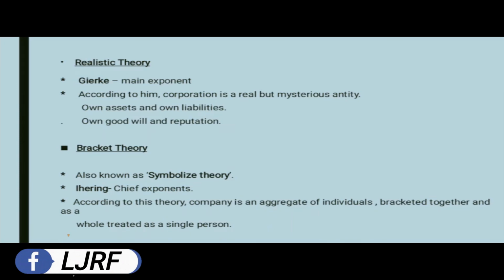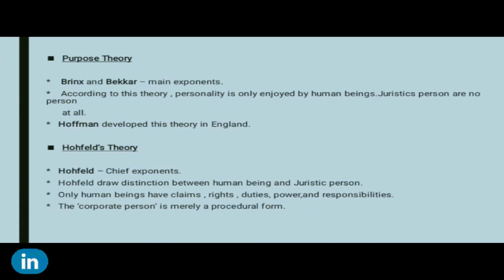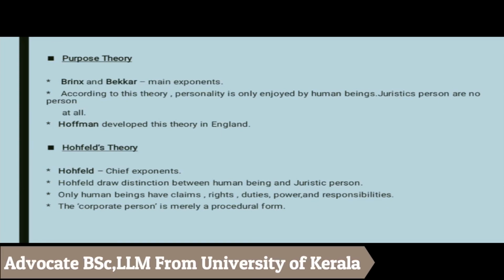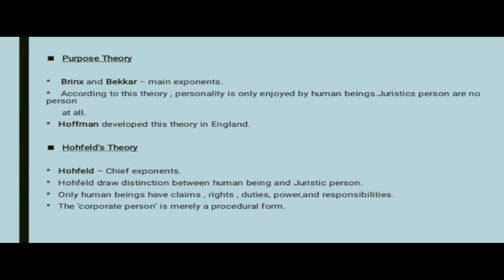Moving to the next slide, that is the purpose theory. The main exponents of the purpose theory are Brinz and Bekker. According to this theory, personality is only enjoyed by human beings, and juristic persons are no persons at all. Hoffman developed this theory in England. This theory has no application in India and England, because the judges have again and again re-established that a corporation is a legal person, and it possesses legal personality.